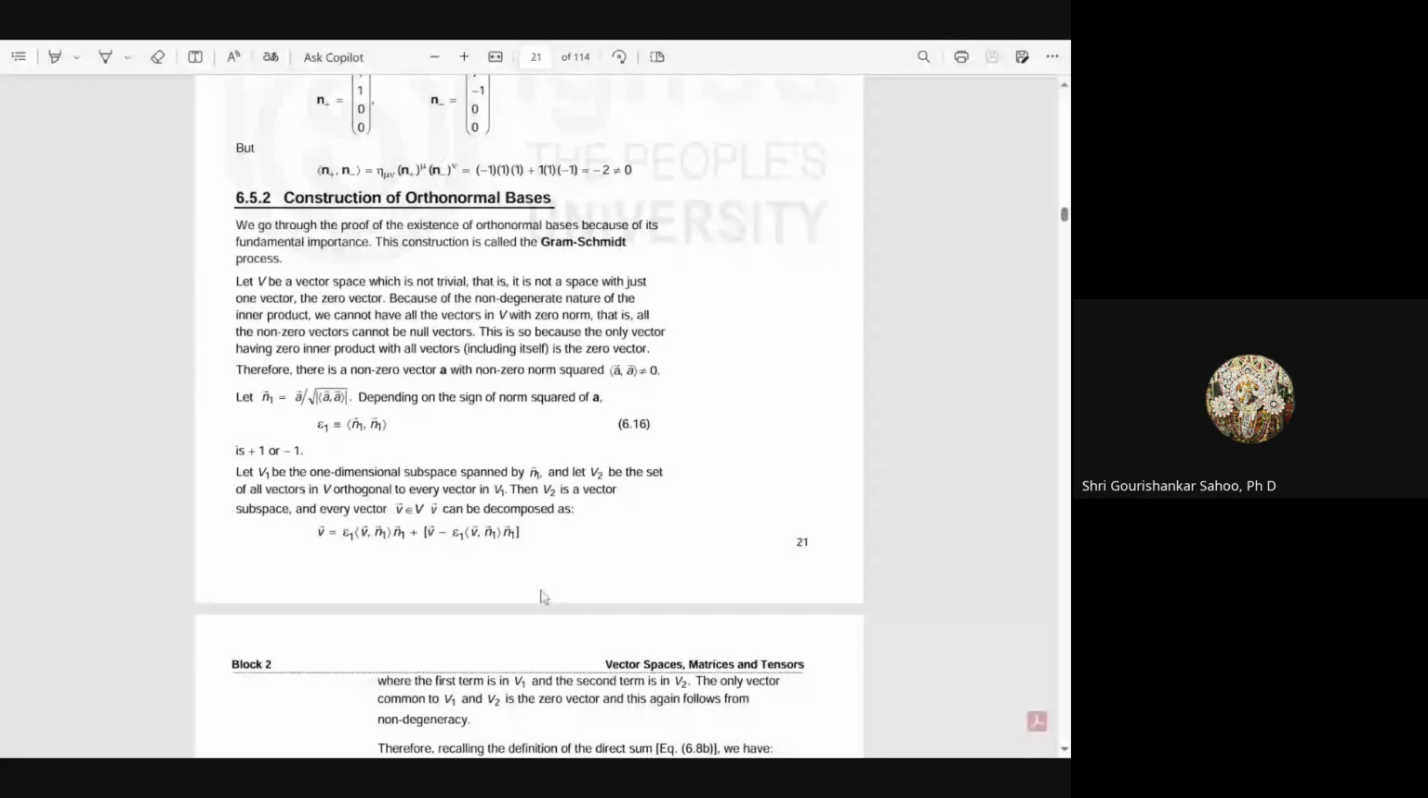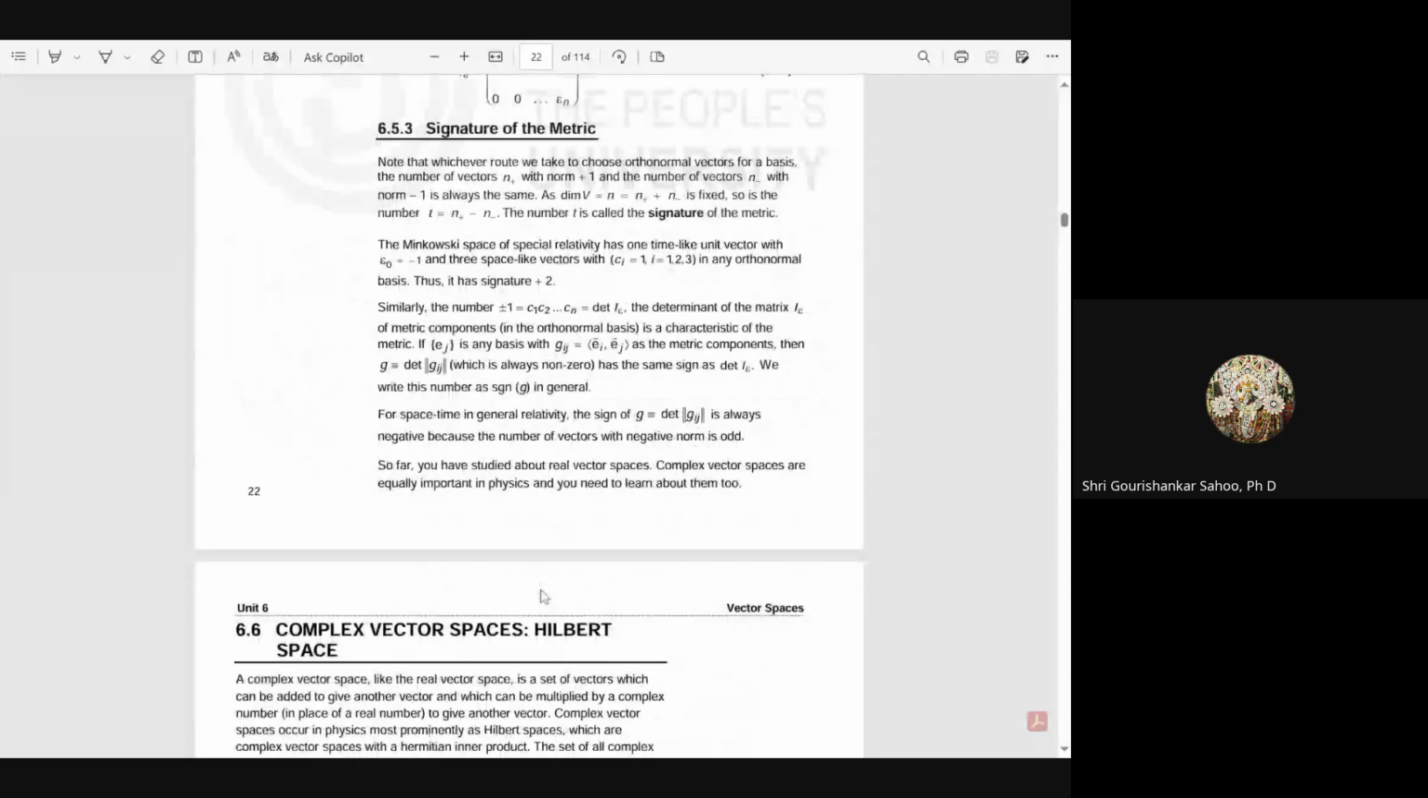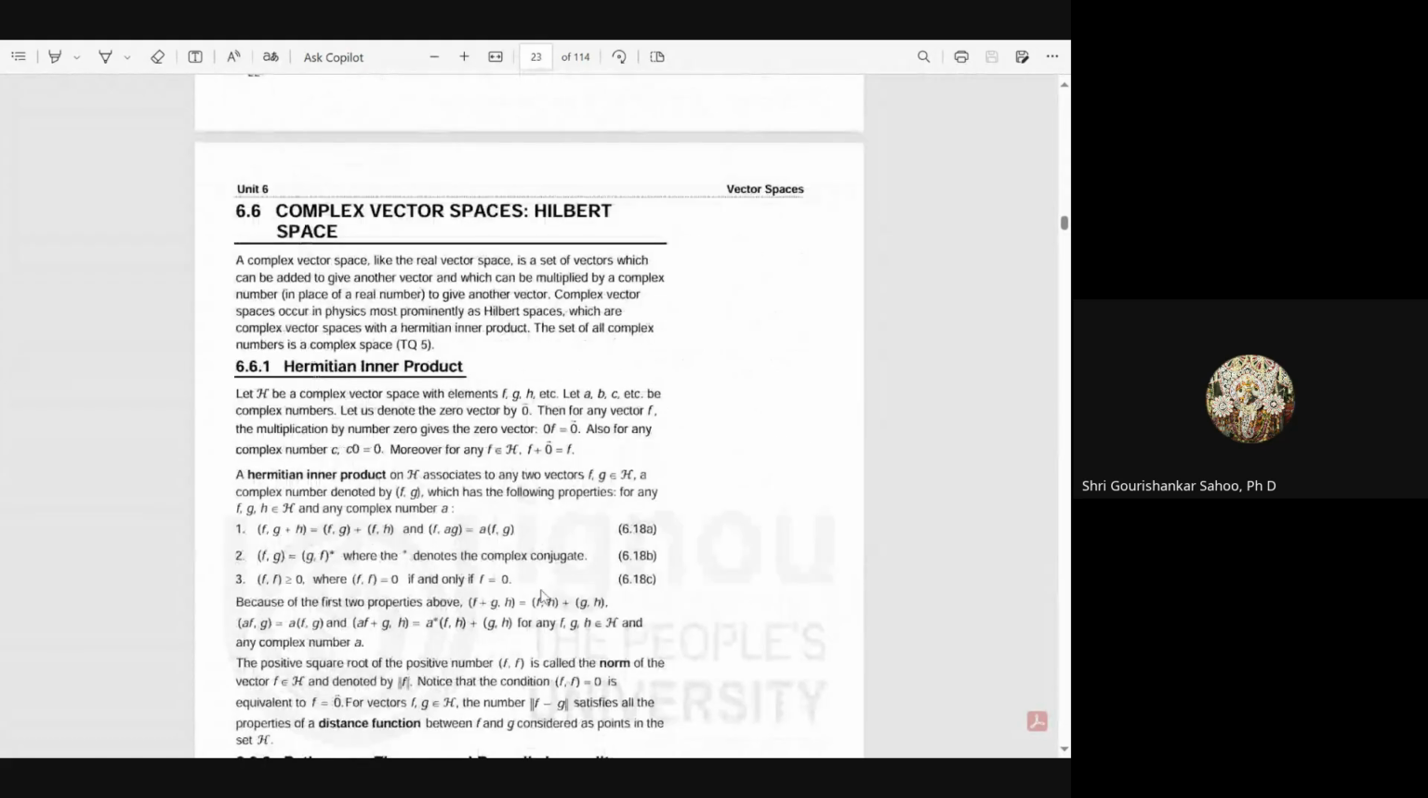How can you construct an orthogonal basis? It is shown on the screen by the Gram-Schmidt process, Gram-Schmidt orthonormalization and orthogonalization, which I have discussed earlier in this class. Then signature of the metric: the number T is called the signature of the metric. And for space-time in general relativity, g is equal to the determinant of g_ij.